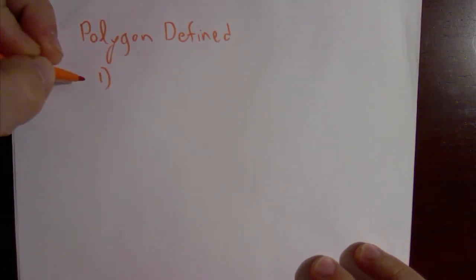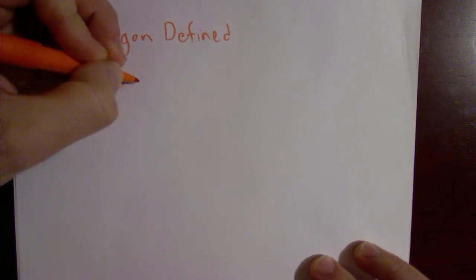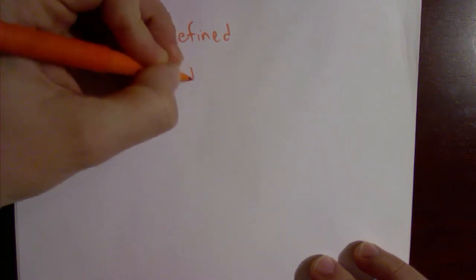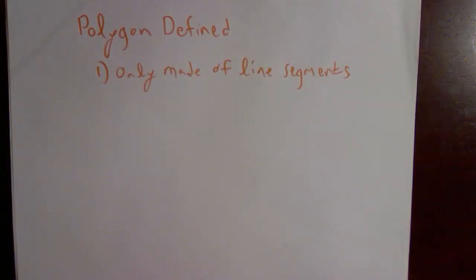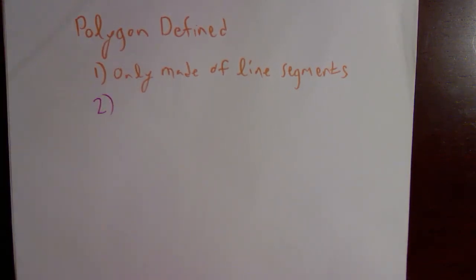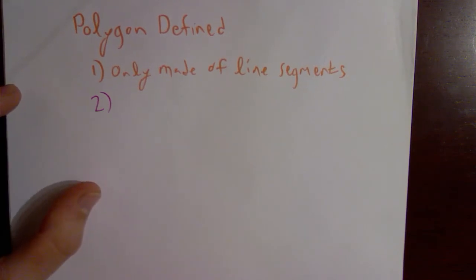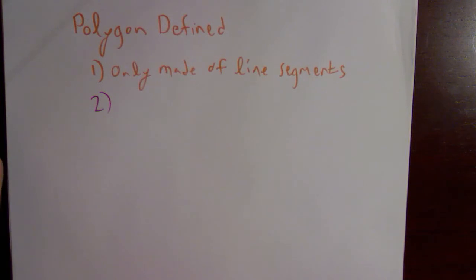So, polygon defined. 1. A polygon is made of only line segments. Only made of line segments. The second part, 2, is that the line segments that make up our polygon only intersect with exactly 2 other line segments. So no more, no less.